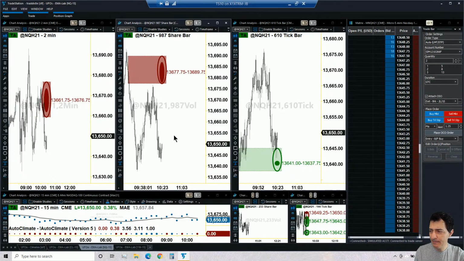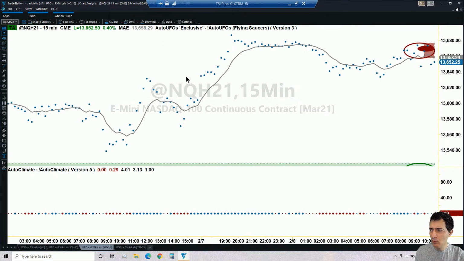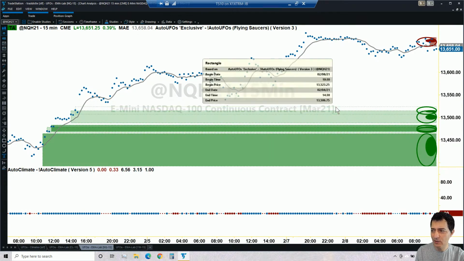So, let's go ahead and find our target so we can have a full plan. We're going to be shorting the Nasdaq. I'm just going to turn on AutoUFOs and look for a target, and notice how the target is located all the way down at 13,523.25. Now, can we get there in one day?